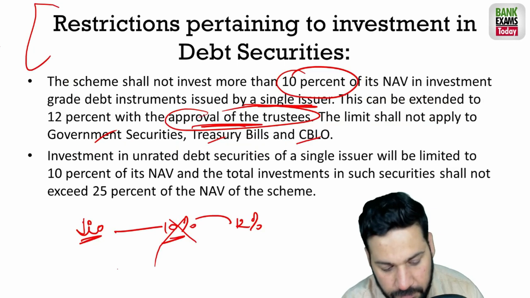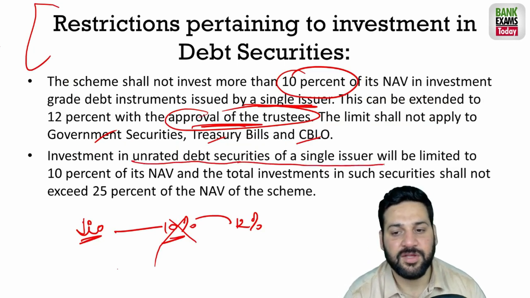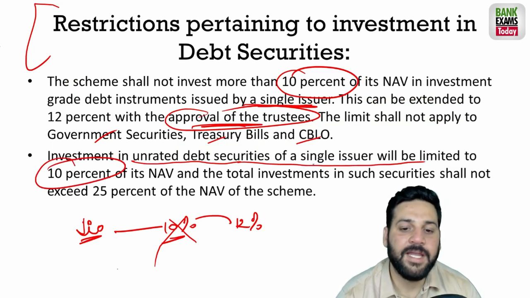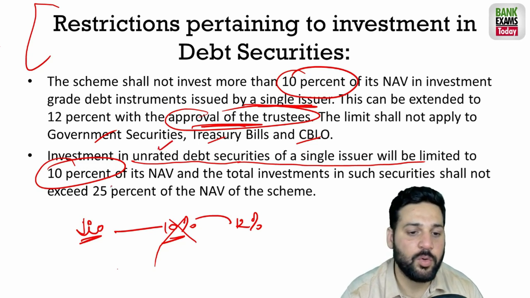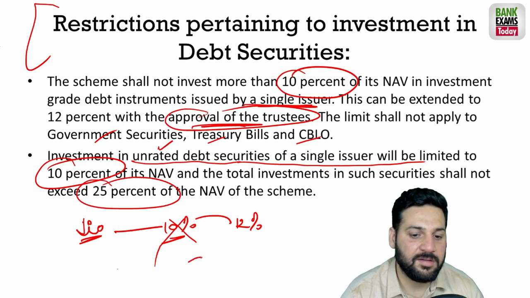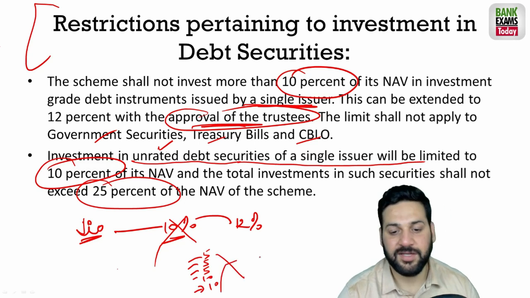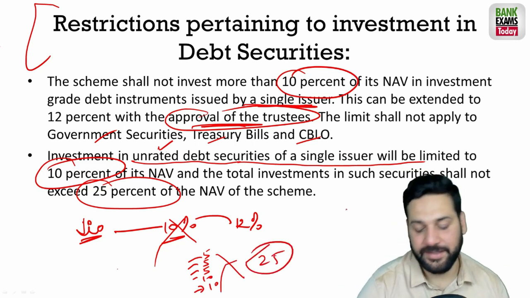Okay. So investment in unrated debt securities of a single issuer, uska limit 10% hai. By combining all the unrated debt securities, unme total jo hai 25% se zyada nahi ho sakta. So there is A, B, C, D, E, sab mein aap 5 aur 10 kar diya, isme bhi 10 kar diya, it is not possible. There is a limit of 25% in aggregate of all the unrated debt securities.